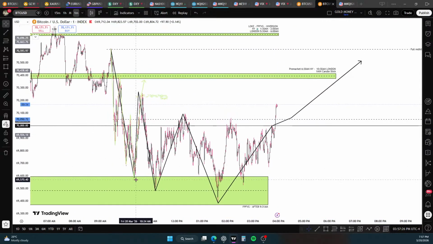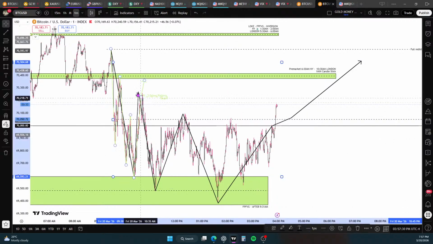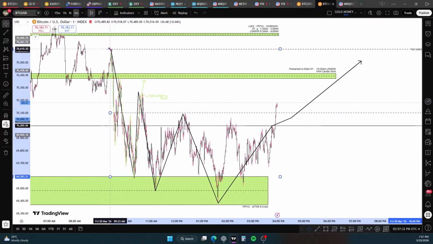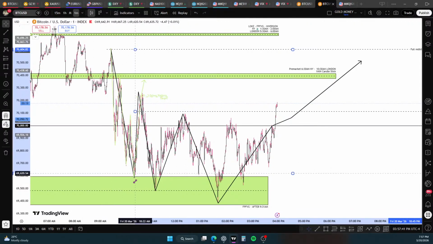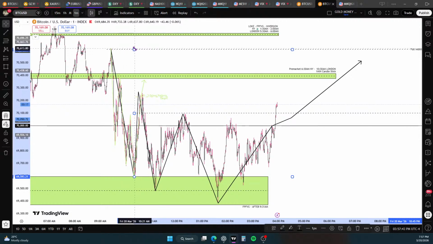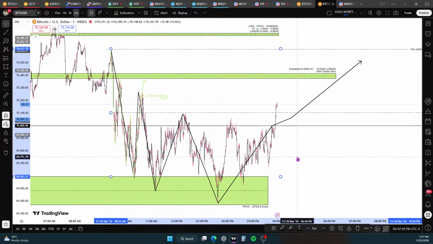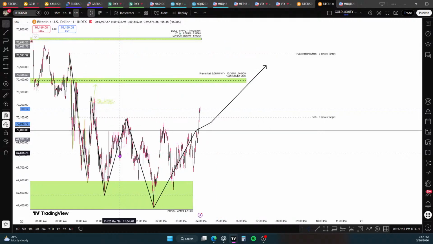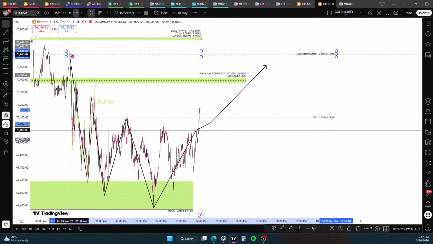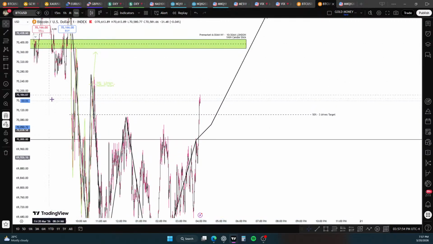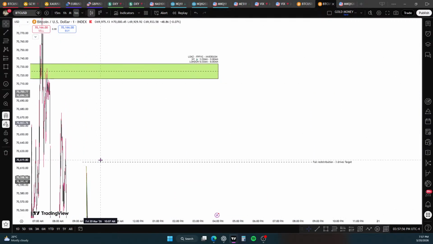So these three drives, 50% is here. Oh, I haven't even put it in the right place. It's there. Let me use the magnet here. I want to make sure that it's definitely in the right place. Yeah, okay. And then full redistribution is going to be this high here.